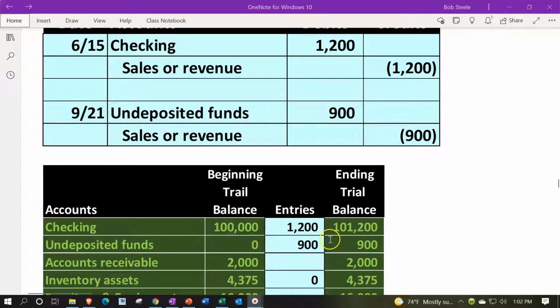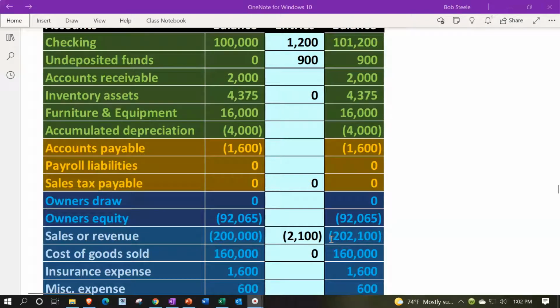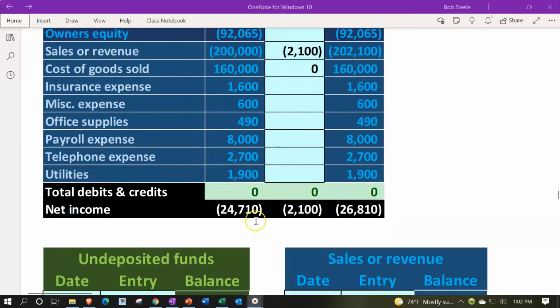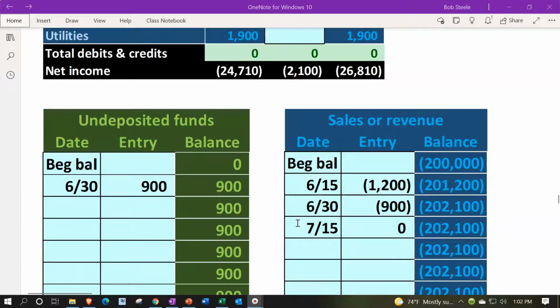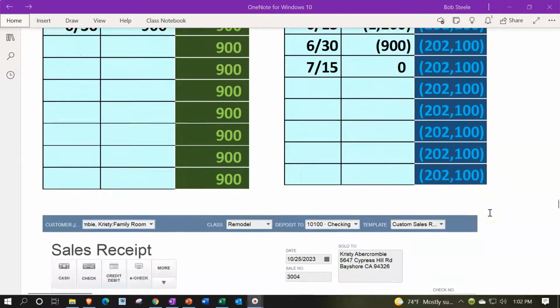And so then that's going to increase to 900. Then the other side would be in the revenue. So now we've got the 200,000 increasing by those two transactions, to the 202,100, the net income going up. If we look at the undeposited funds, it went from 0 up by 900 to 900. The revenue was at 200,000. It increased by the last sale, 1,200, to 201,200, and increased by this sales receipt, 900, to the 202,100.